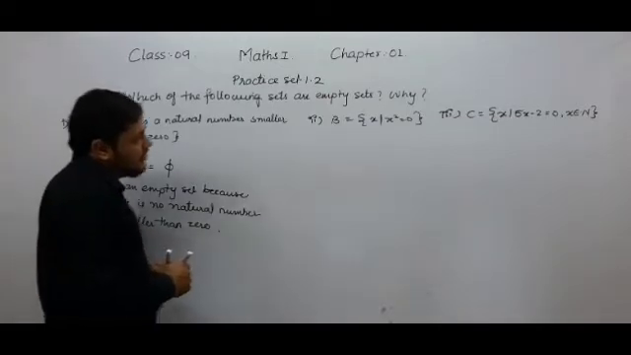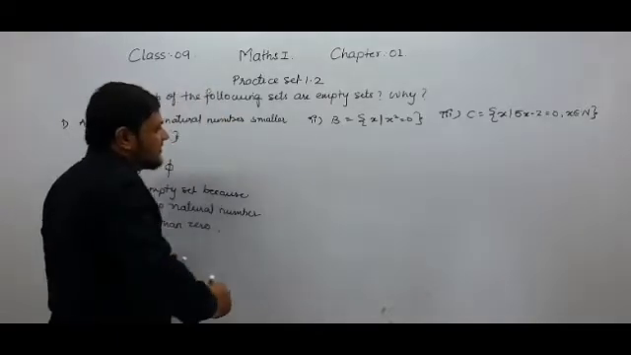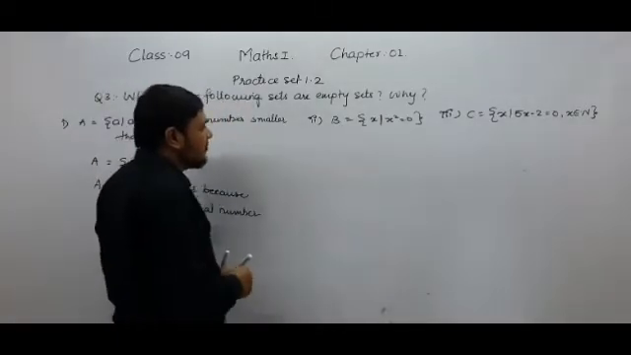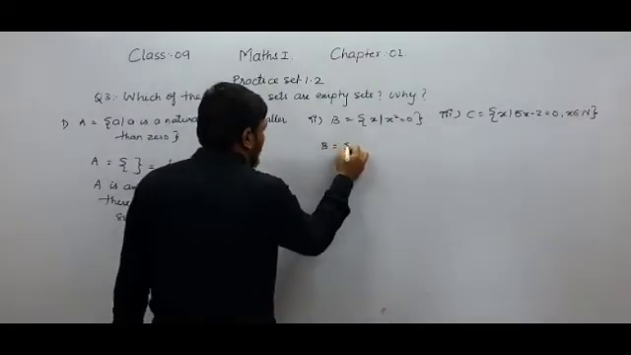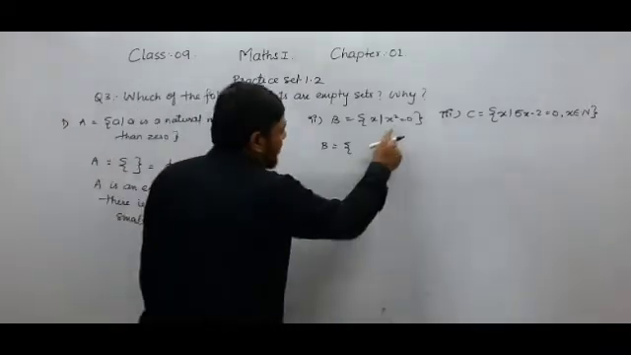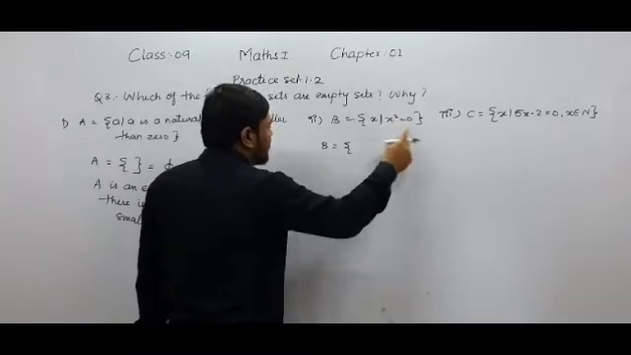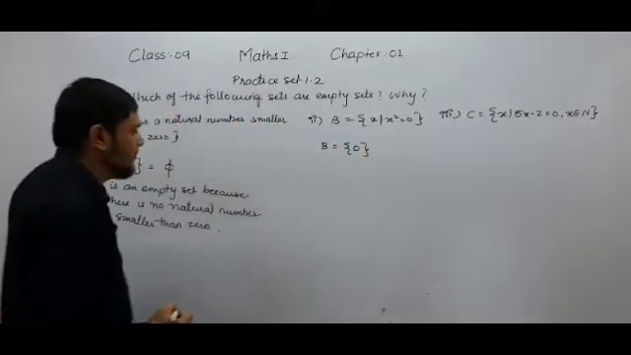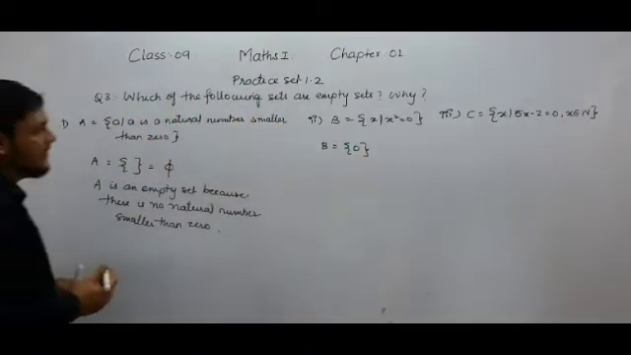So student, now see this set B is equal to the set of x such that x square is equal to 0. So student, we know that the square of 0 is 0. So if we want to write the set B in the listing method, then we can write, so here the value of x will be 0 because the square of 0 is 0. That is why x equal to 0. So here it will be a singleton set because the set B contains the element that is 0.